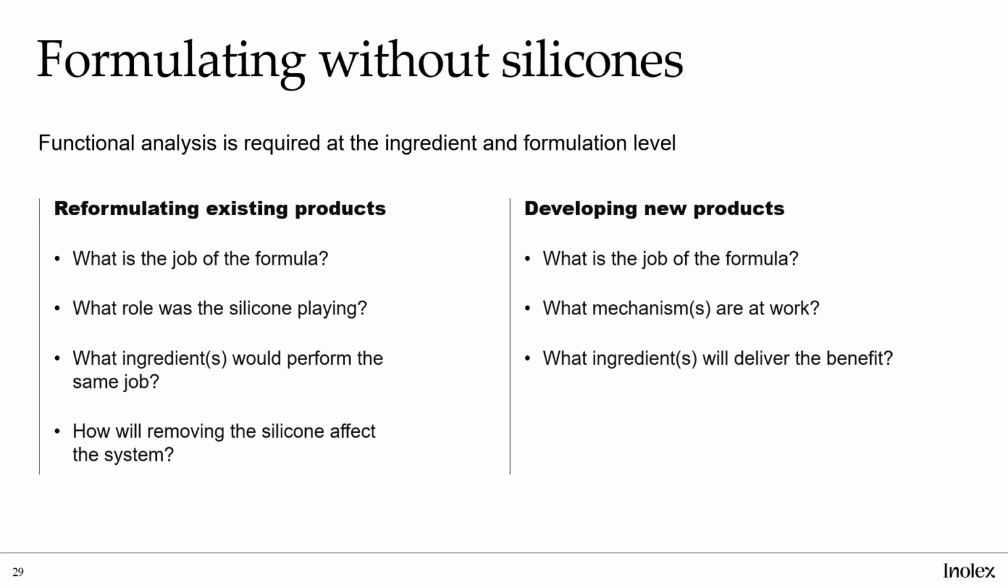So pulling a silicone out of an existing formulation is probably a little trickier than just developing a silicone-free formulation from scratch. In the latter case, you're a little better off because you're starting with a blank sheet of paper. And there you just still need to ask yourself, what's the job of the formula? And then understand what are the mechanisms of action that you are going to deploy to get that job done. And that'll help you identify which ingredients to select for that purpose.